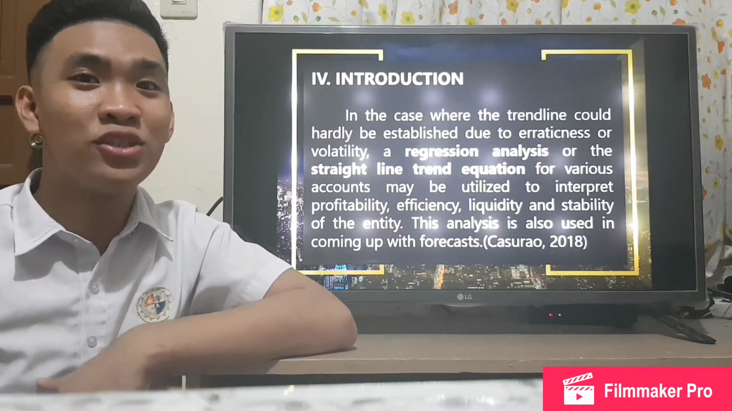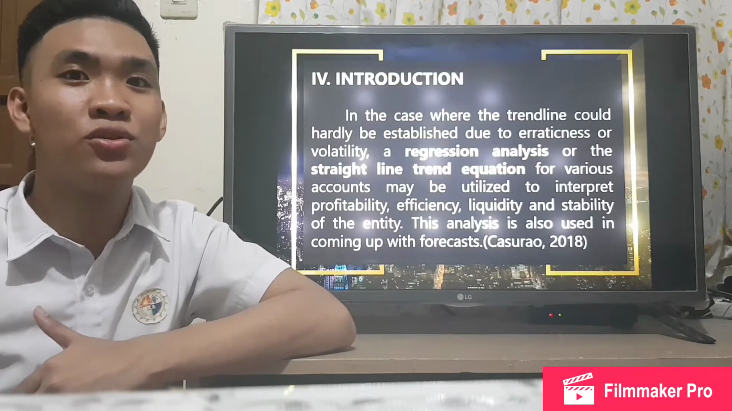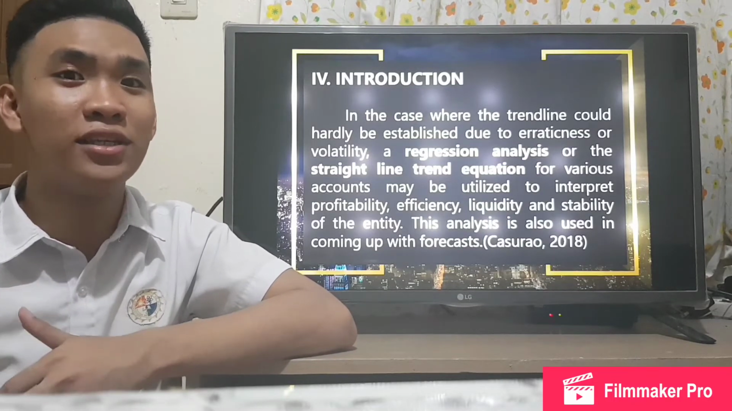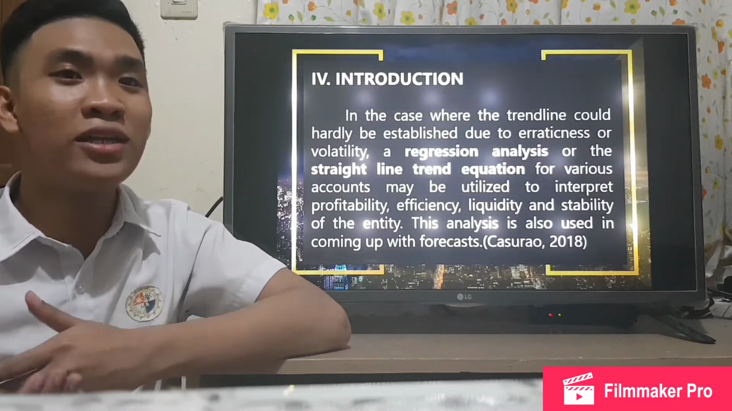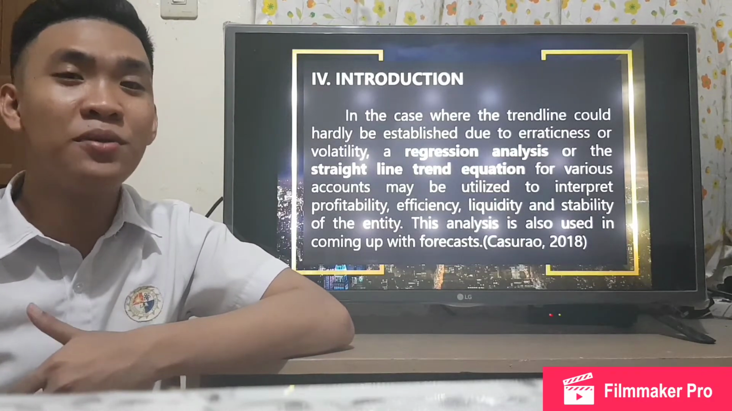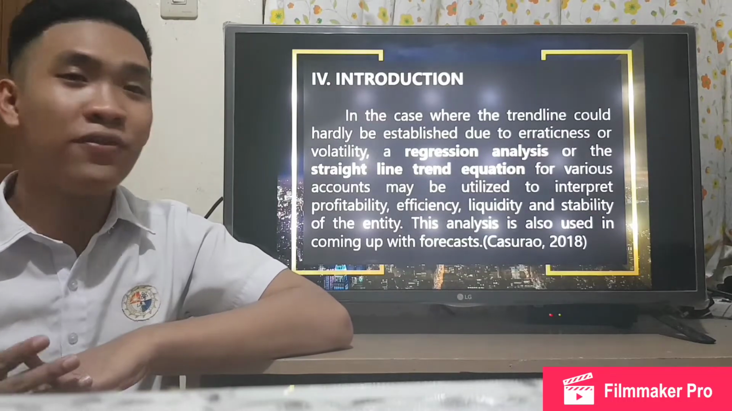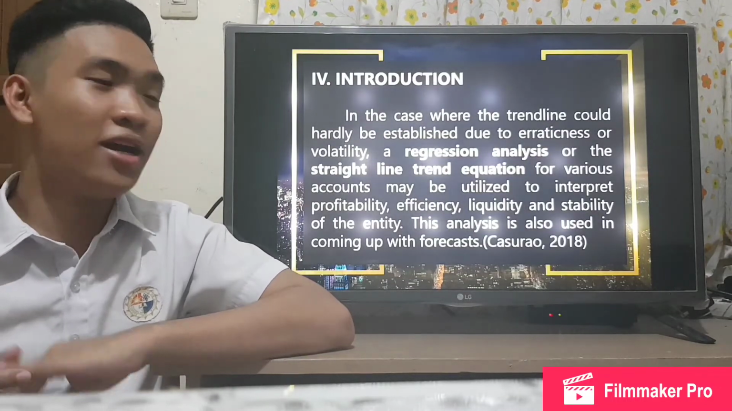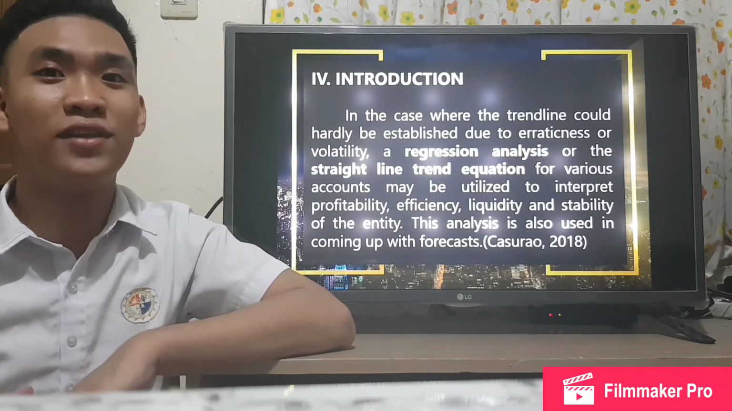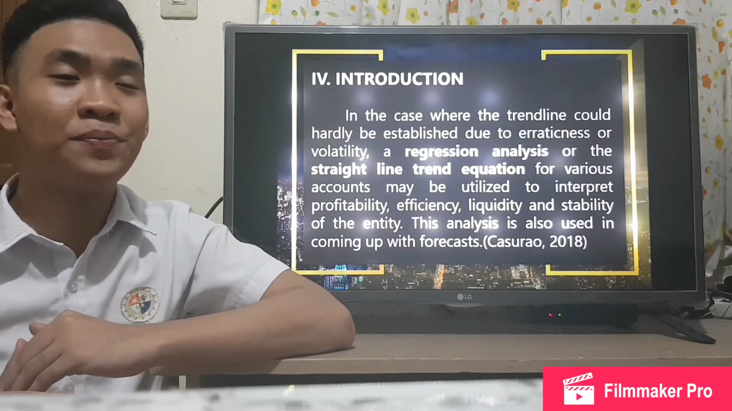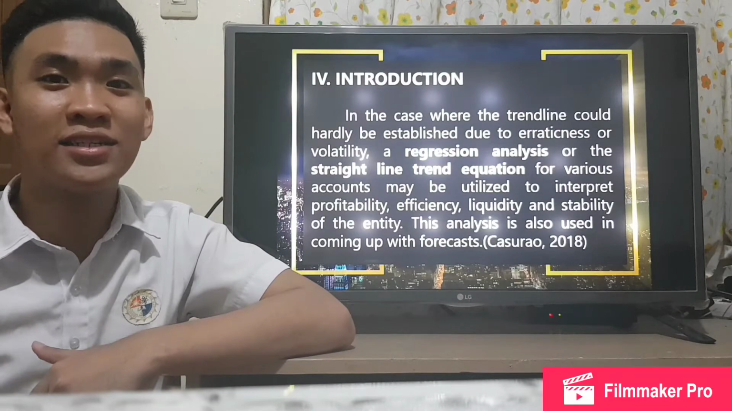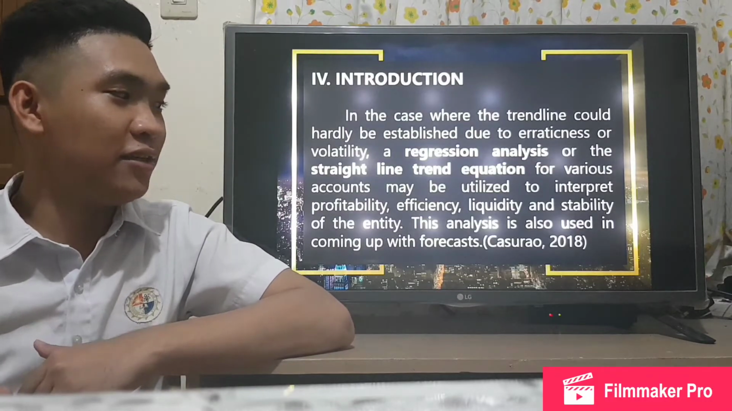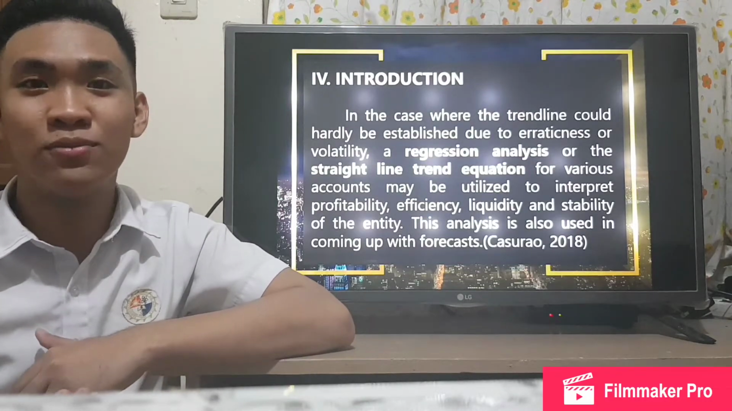In the case where the trend line could hardly be established due to erraticness or volatility of data, a regression analysis or the straight line trend equation for various accounts may be utilized to interpret profitability, efficiency, liquidity, and stability of the entity. This type of analysis can also be utilized in creating forecasts for the entity. This is according to Dr. Gassarao's book.